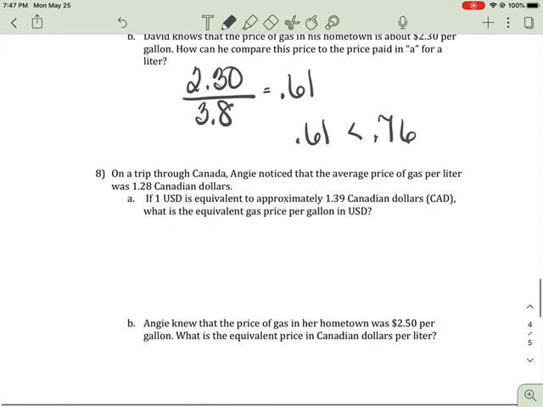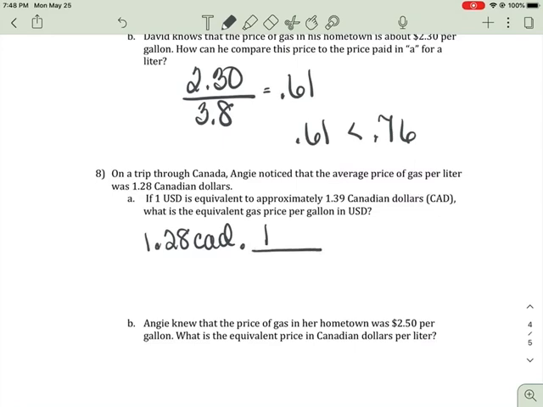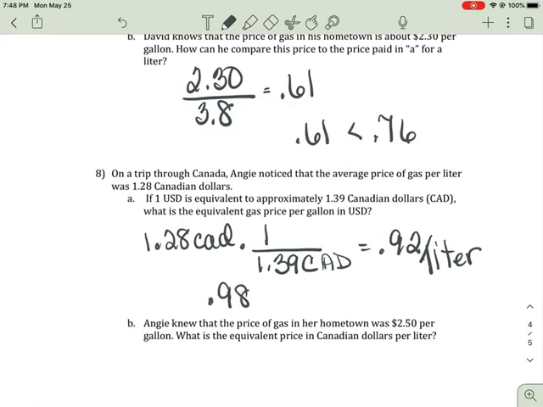So we're going to take our 1.28 Canadian, let's just do it as CAD, Canadian dollars, and divide that by 1.39. So we get 92 cents, and that's per liter. Then let's multiply that by how many liters in a gallon, which is about 3.8. So 0.98 times 3.8, which is about $3.72.